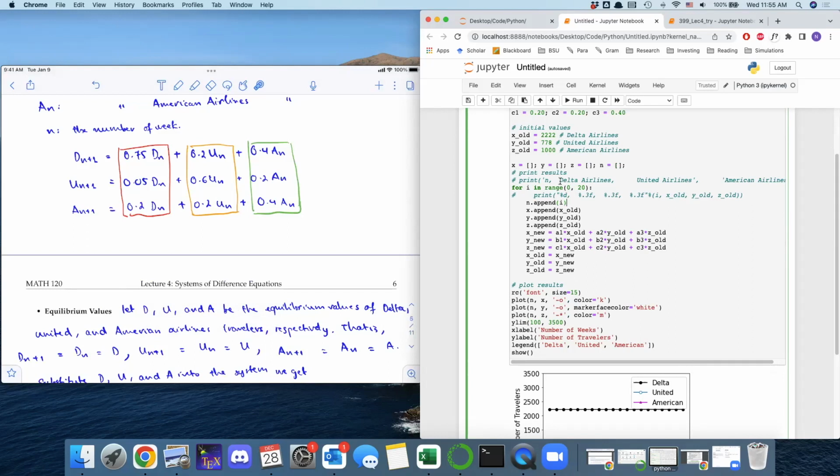So again, n is the number of weeks. Let's say I'm gonna run about 20 weeks. I'm gonna stack all the weeks into a vector, and I call that vector n. This n.append means that I'm gonna stack all the values of i in the vector n. In this line of code, I'm gonna stack all the x_old into the vector x, and so forth. I'm going to use the previous values, which are x_old, y_old, and z_old, in these equations to calculate the new values.